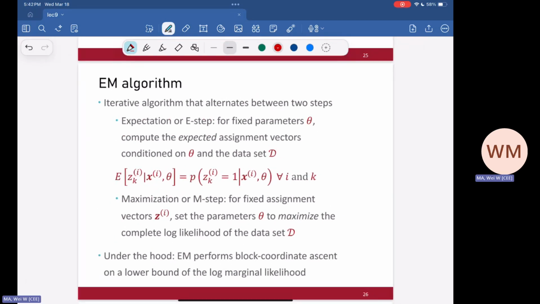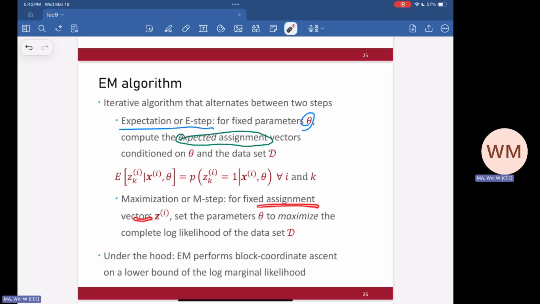The EM algorithm is decomposed into two parts. We call them the E step and the M step, expectation and maximization. In the E step, it's very straightforward: you fix all those parameters, and then you decide which cluster each data point belongs to. You decide the expected assignment. Later I will give you more explanation. Once you decide the expected assignment, the assignment is fixed. In the M step, with the assignment fixed, you just update the parameters.